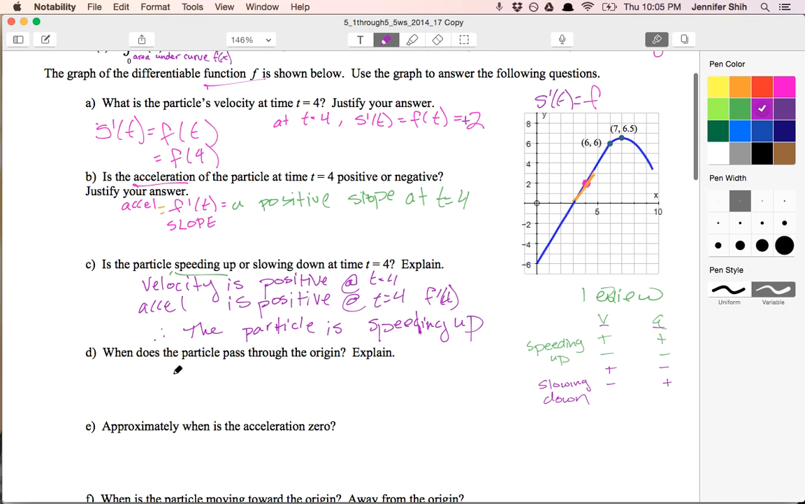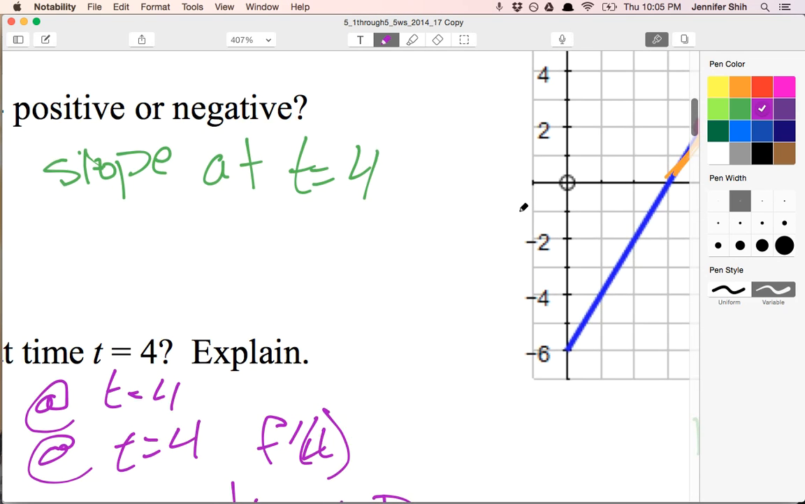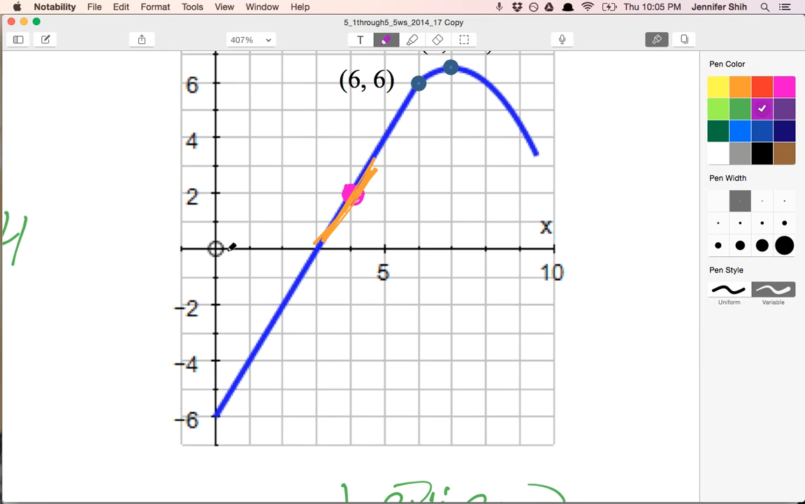With that in mind, let's go back to the other question. When does the particle pass the origin? That is when S of t is 0. When your position is 0, you're at the origin. Okay. Position is the area under the curve. So let's take a look at our graph. The area under this curve, I don't know how much this is, but it's 6 by 3, half of 6 times 3. So it's negative.